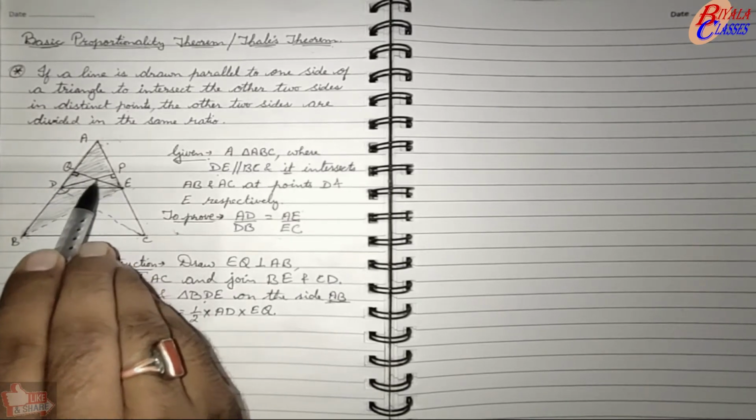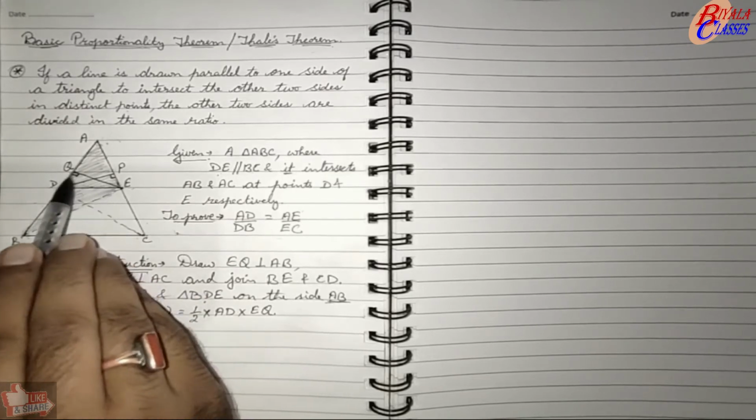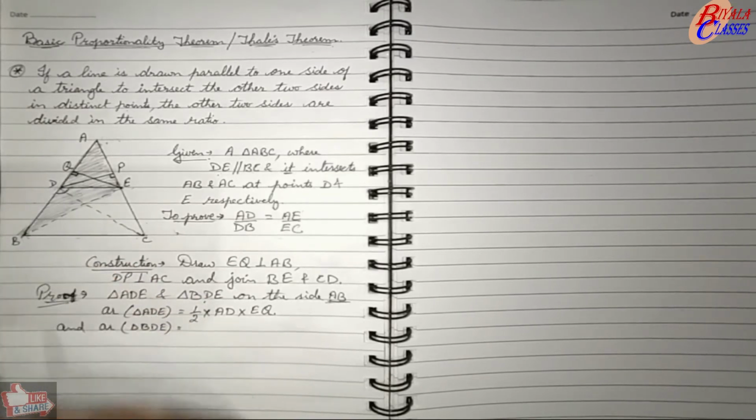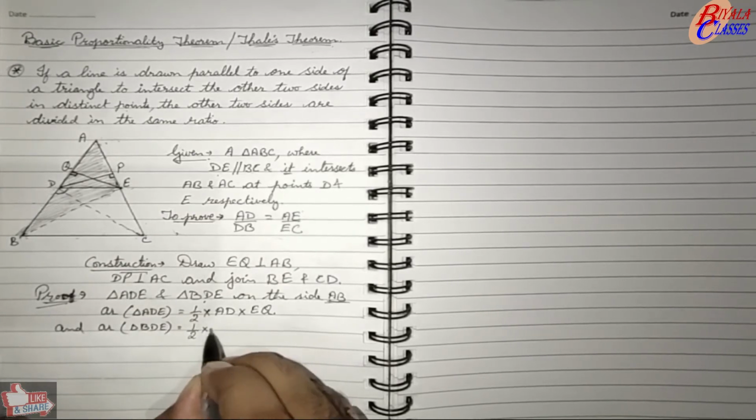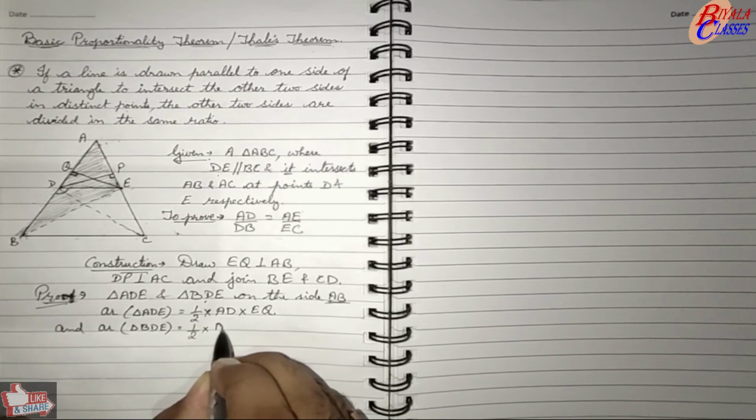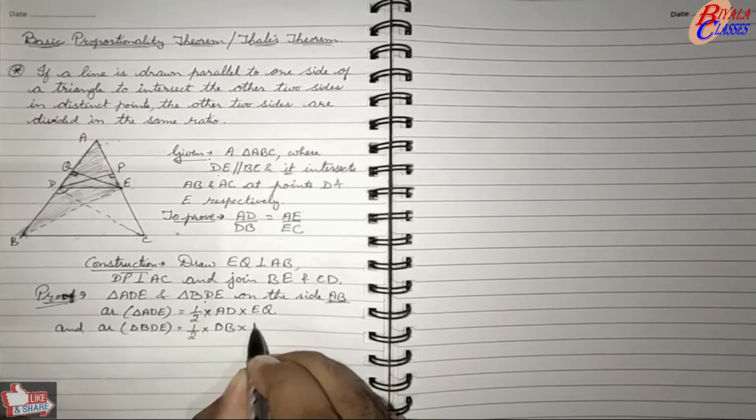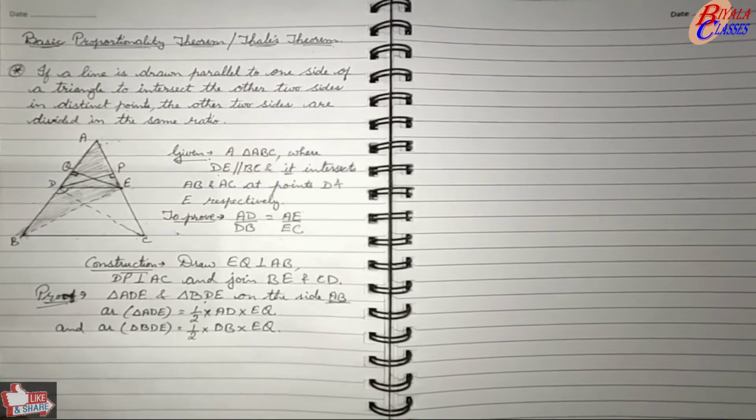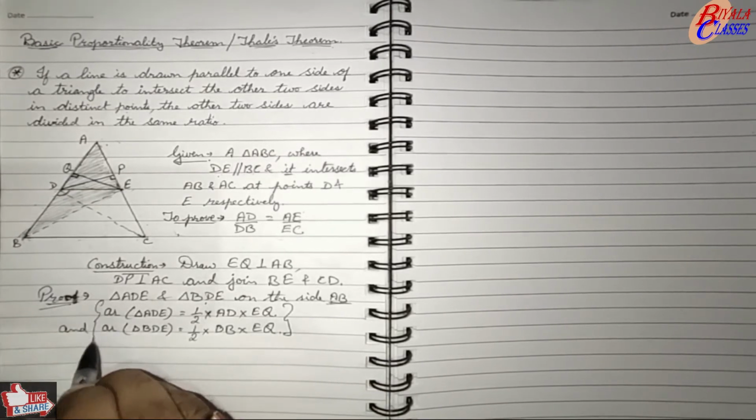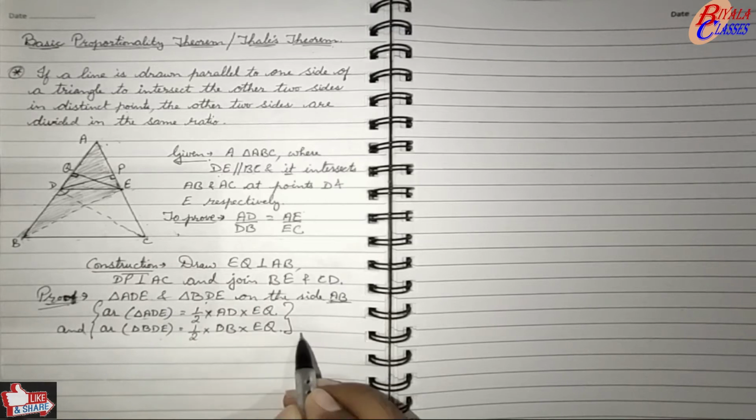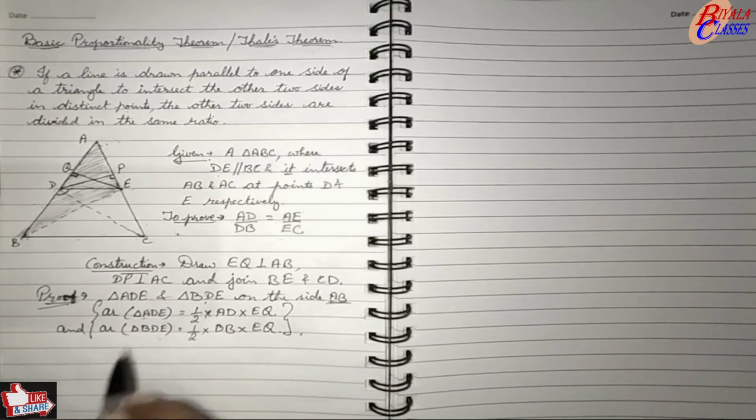So this EQ is the height of this triangle and DB is the base of this triangle, giving us the area as half DB multiply EQ. Hope this part is clear, because the area of the triangle is given by half base into height. So we have got this.